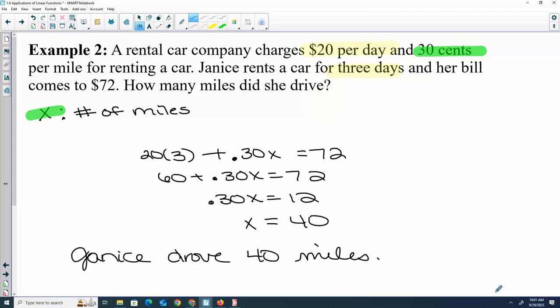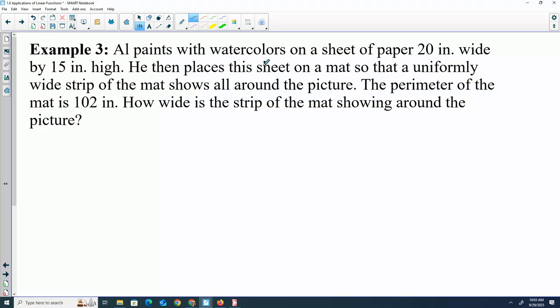I want you guys to read the next problem and just see if you can draw a picture. You don't have to try to write the equation yet. I want you to read it, try. So everyone started off good. Al paints with watercolors on a strip of paper 20 inches wide by 15 inches high. So I saw a lot of rectangles. We know it's 20 by 15.